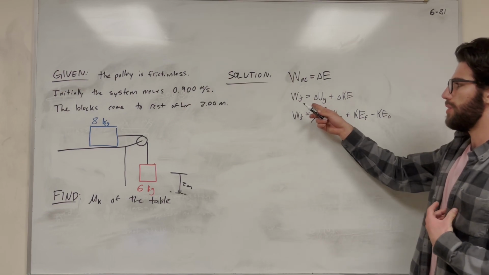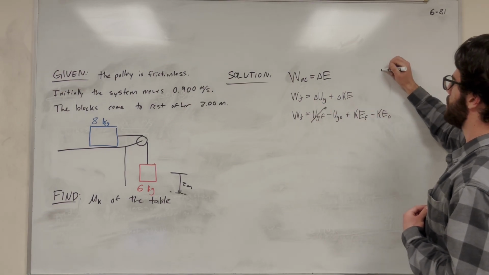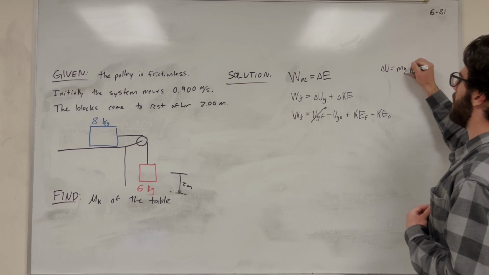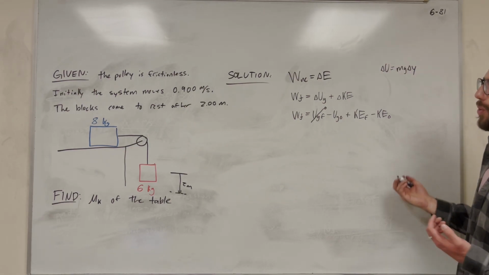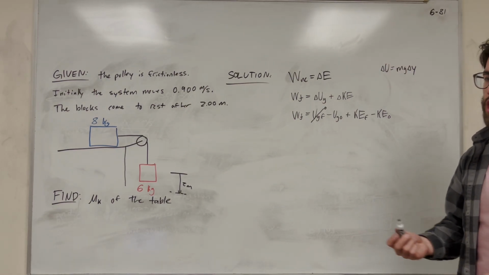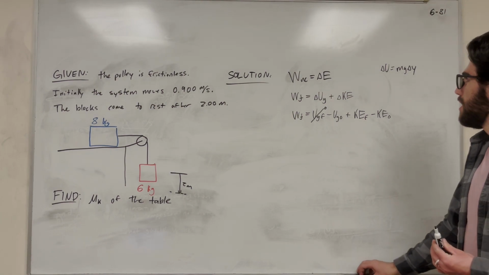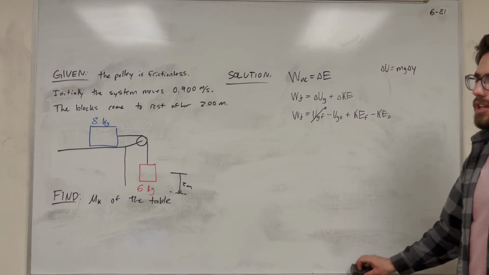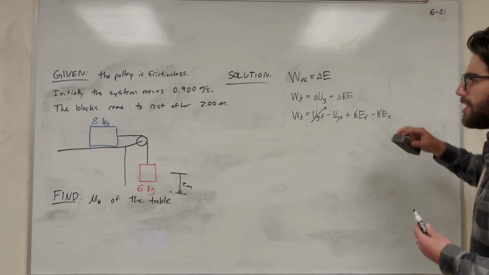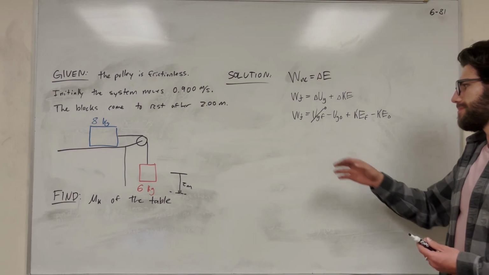You could also go through and make delta U equal to mass, gravity, delta Y, where delta Y is 2 meters. It's going to give you the same equation, but you just have to make sure that should be negative too. But this way works just fine too, so let's do it this way.